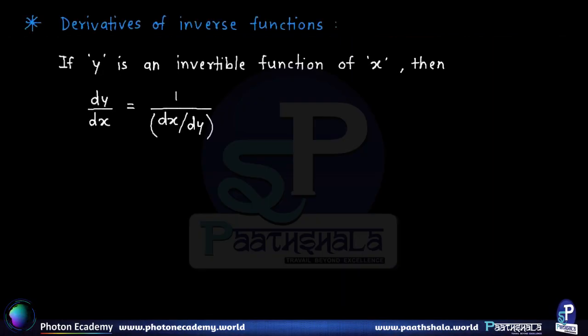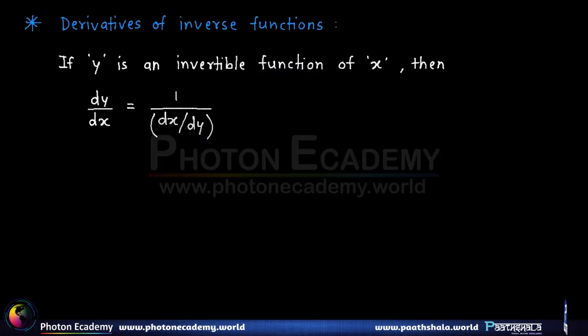Now let us see how to find the derivatives of inverse functions. That is, let's consider that y is an invertible function of x. That means we can also write x in terms of y, which will be the inverse function of y. So in that case, suppose we want to find the derivative of y with respect to x, then that is given by dy/dx equal to 1 upon dx/dy.